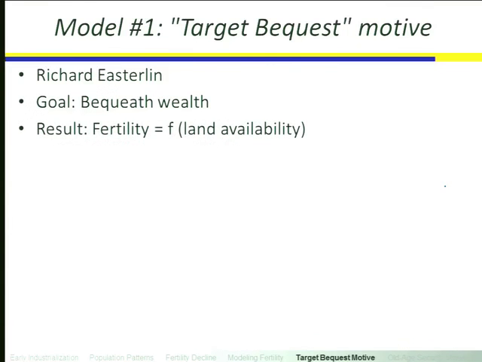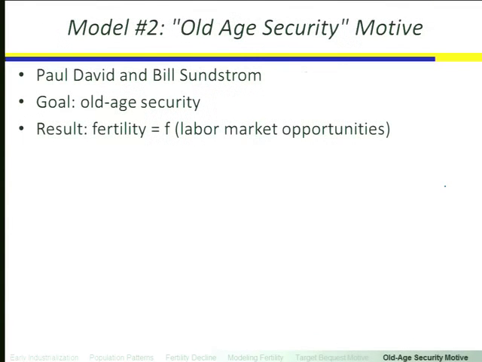Bill Sundstrom and Paul David offered the old age security model. In the work you're doing in section, you look at the index of rural land availability, and that basically blows the Easterlin hypothesis out of the water. The variable rural land availability says that Easterlin was wrong, that the available land doesn't have an effect on fertility, contrary to what Easterlin said, and that the variables that measure labor market opportunities, which are what Sundstrom and David focus on, as you'll see in section, do have a whole lot to do with fertility, and do confirm their hypothesis that people have children in order to provide for the parents in the parents' old age.